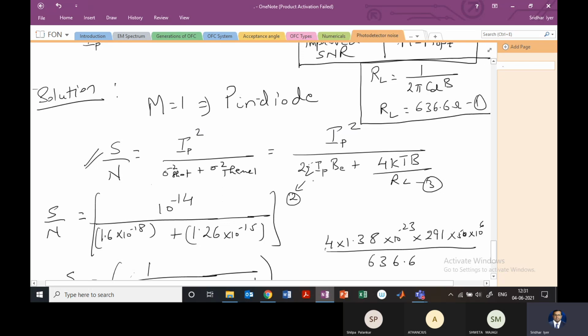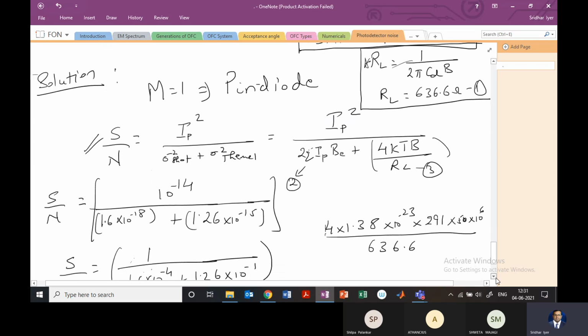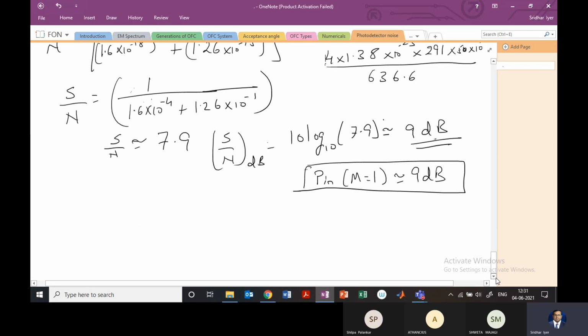In the equation for the thermal noise, we do not have the value of RL, but we are given the capacitance. So we calculated RL as 1 by 2 pi C B. Here we have used only the detector capacitance because no information about the amplifier is given. Then we plugged in the values, and the signal to noise ratio we obtained for m equal to 1 turns out to be 7.9, and in decibels that is about 9 decibels.